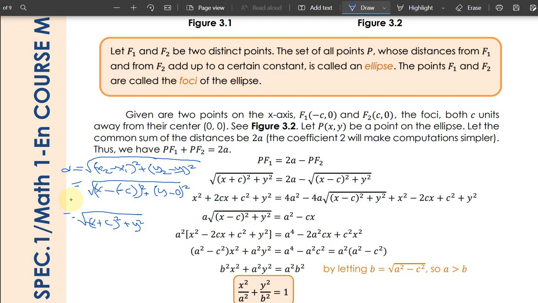So equal to 2a minus si PF2 naman, so instead of using the F2, kay c ug 0 siya, instead of using negative c, mahimo na siyang positive c. So ang kausaban ani is instead of plus diri, mahimo ni siyang minus. So naa tay square root of x minus c squared plus y squared.